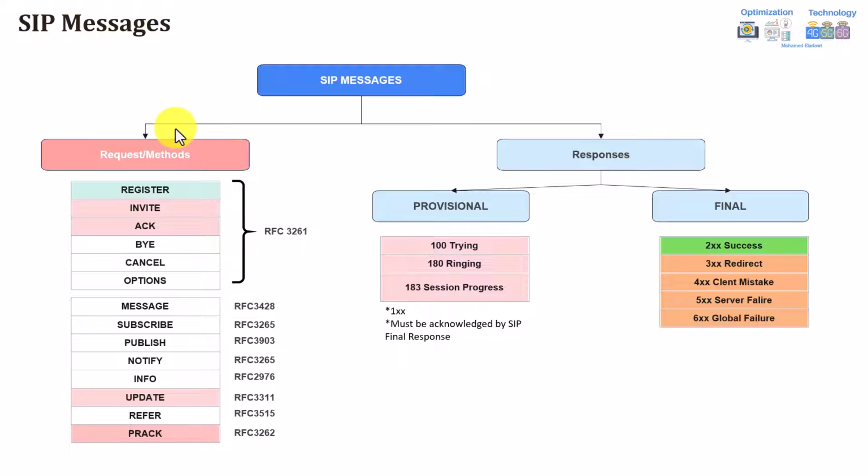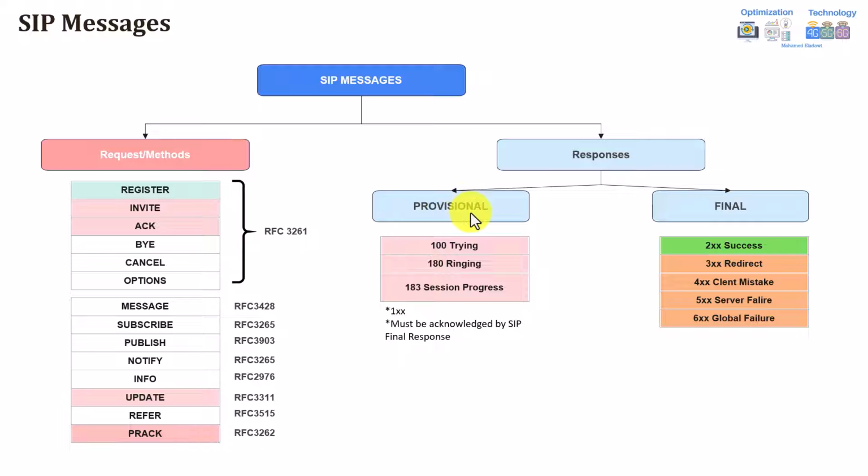Now let's go through the second part, which is related to the SIP messages. I will try to go through a high-level introduction about the SIP messages before we jump into the end-to-end call flow. SIP messages can be classified into two parts. The first is called the SIP request, and the second is called the SIP response. And the SIP responses are categorized into two types: provisional and final.